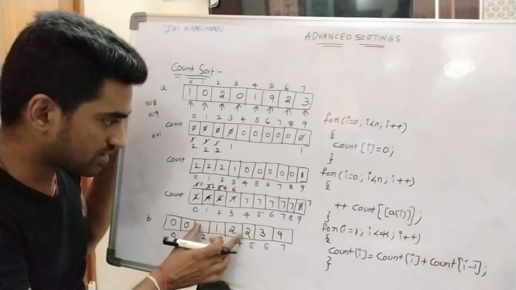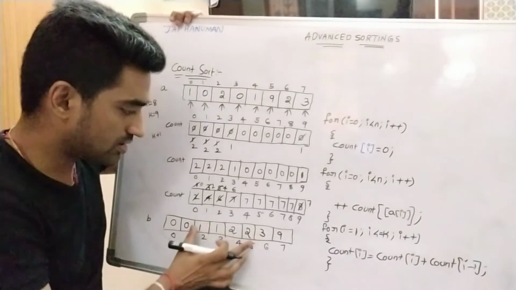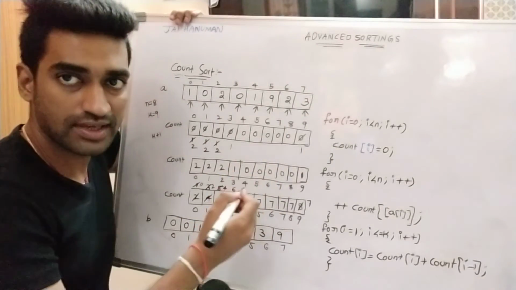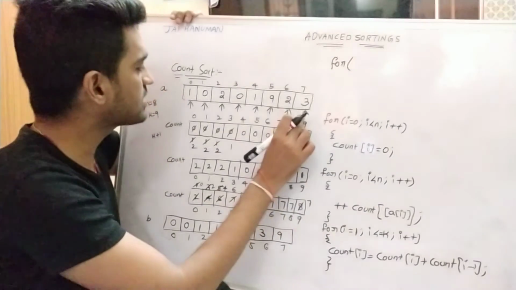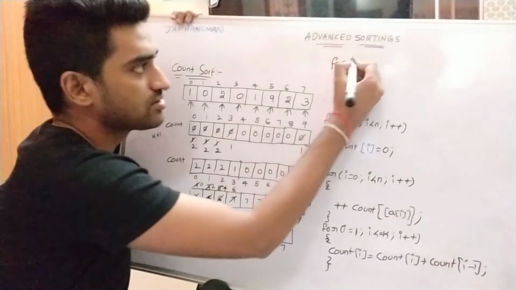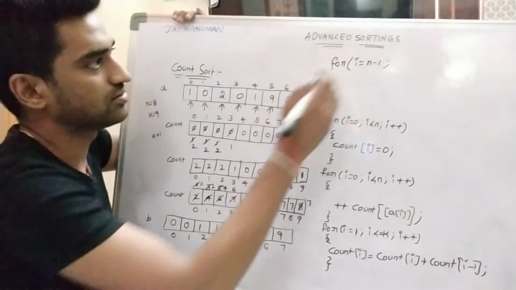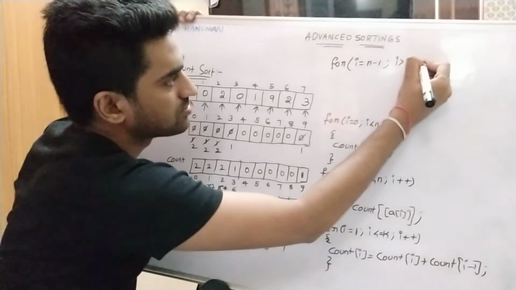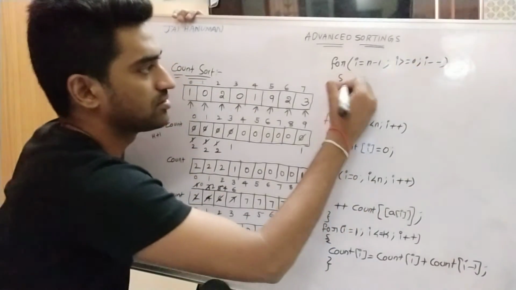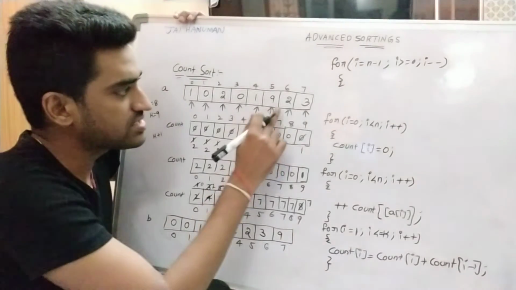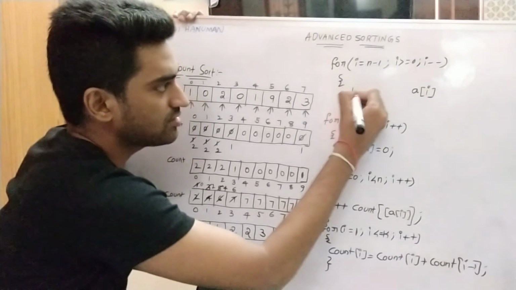So for this I am writing the logic. What is the logic? How to sort all the elements? Here I am starting a loop from n-1 to 0. So I is equal to n-1, I greater than or equal to 0, and we are decrementing I values, I minus minus. Based on the A of I value, we can update the B array.